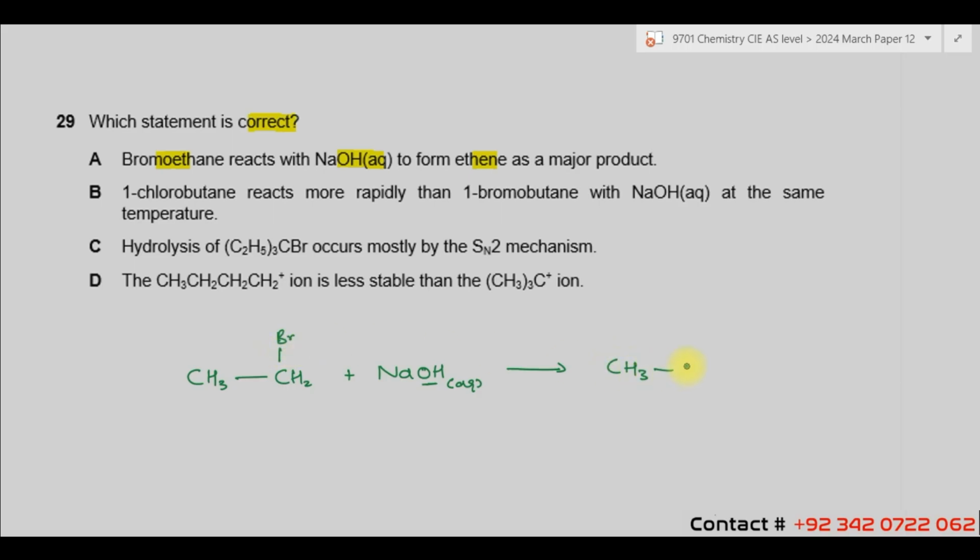So the product is CH3CH2OH. It is not ethene, it is an alcohol. So this is incorrect. Part B, 1-chlorobutane reacts more rapidly than 1-bromobutane with NaOH at the same temperature. So we have chlorine and we have bromine.